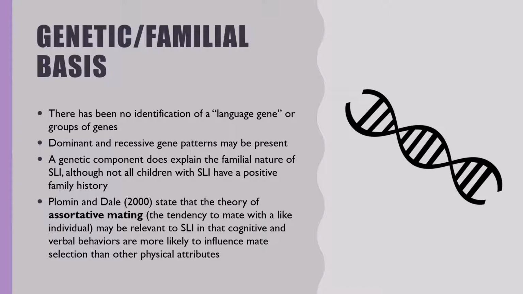Plomin and Dale in 2000 state that the theory of assortative mating, the tendency to mate with a like individual, may be relevant to SLI, and that cognitive and verbal behaviors are more likely to influence mate selection than other physical attributes.